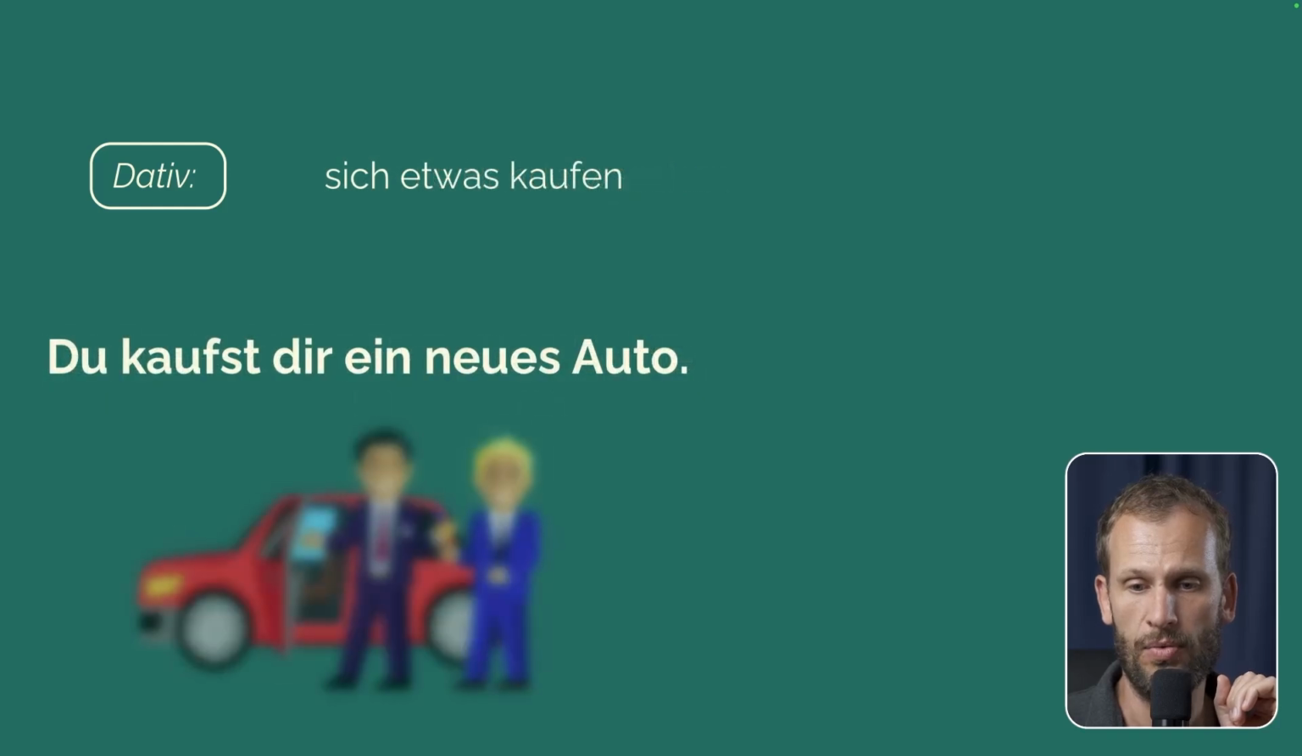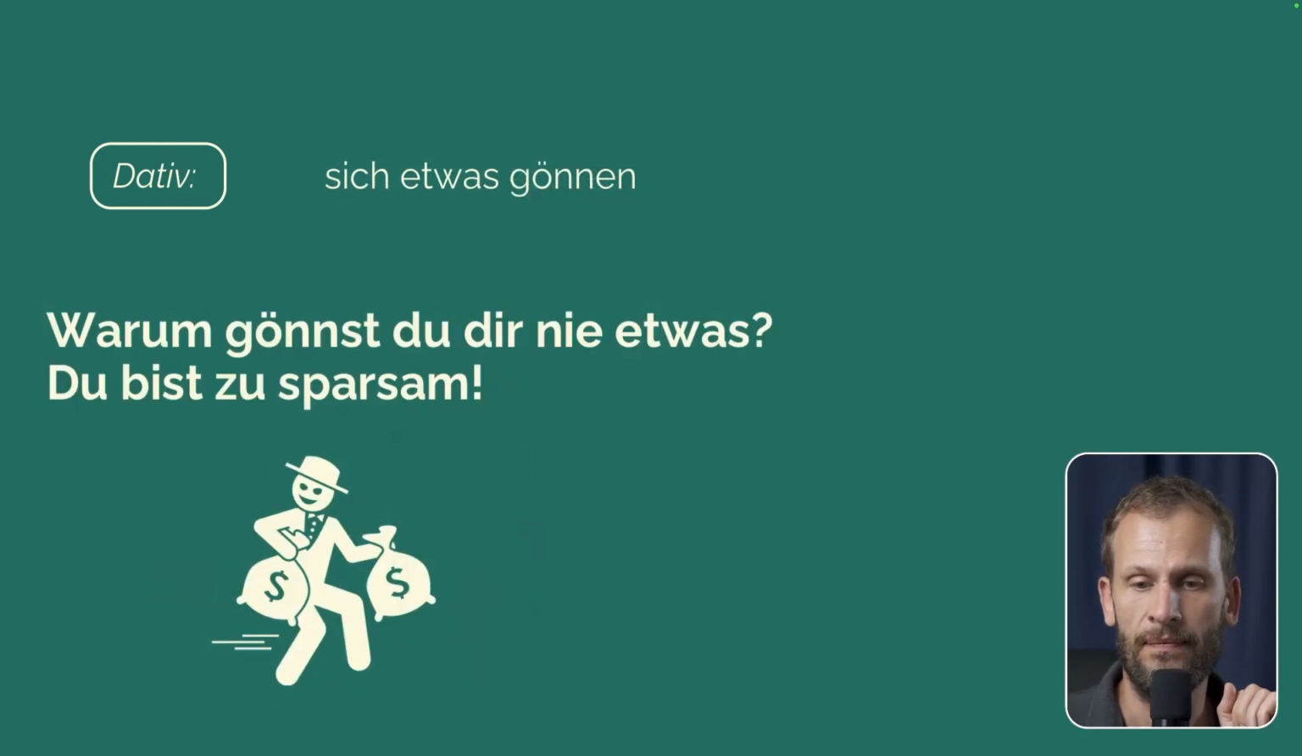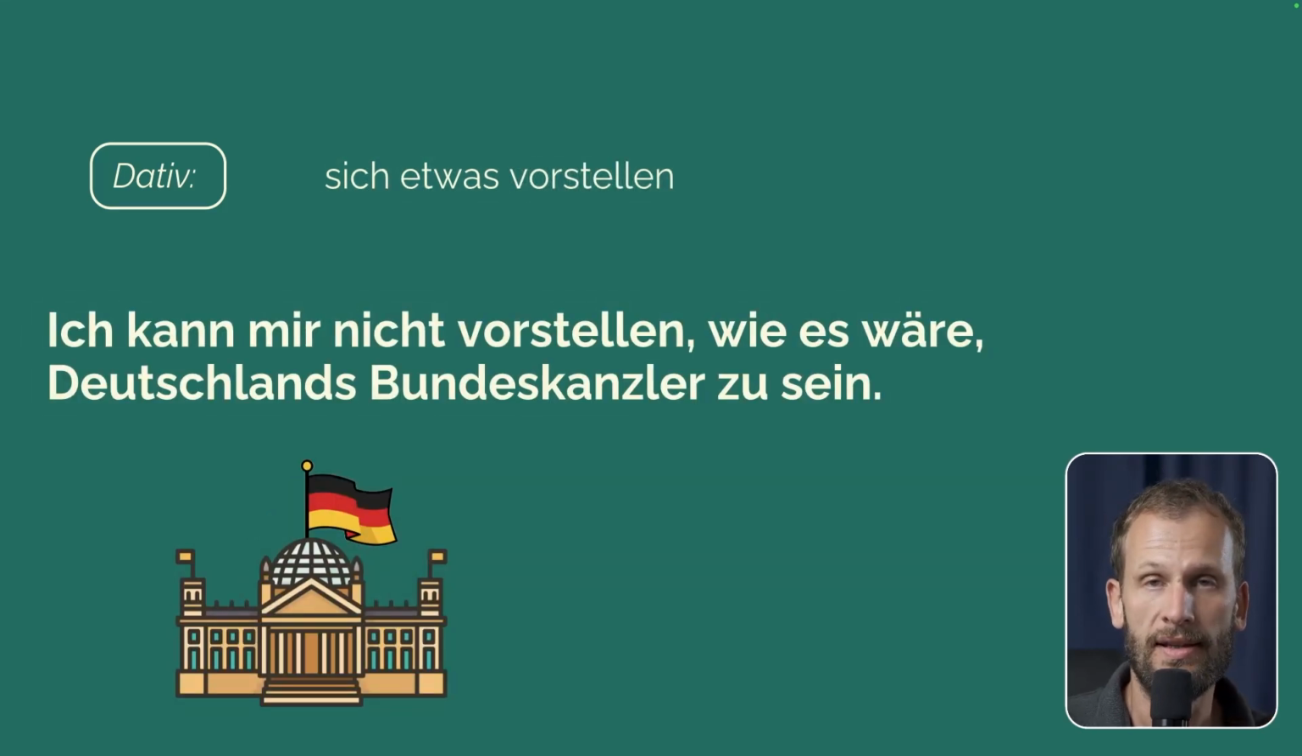In the other examples, we have ein neues Auto, accusative object, and then we don't have dich, we have dir. In these cases, we need the reflexive pronoun in the dative case. In the last example, ich kann mir nicht vorstellen, wie es wäre, Deutschlands Bundeskanzler zu sein. I cannot imagine what it would be like to be Germany's chancellor.